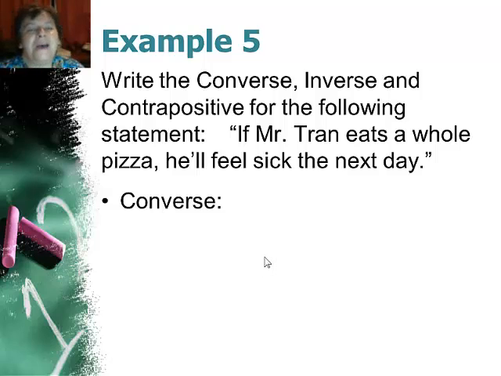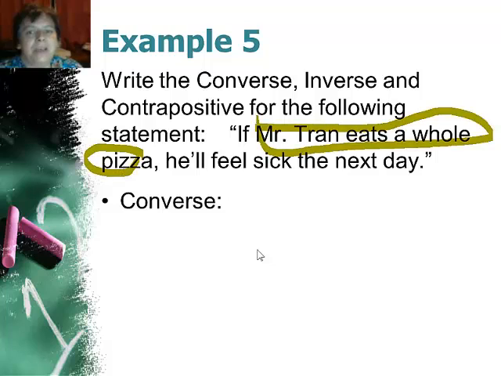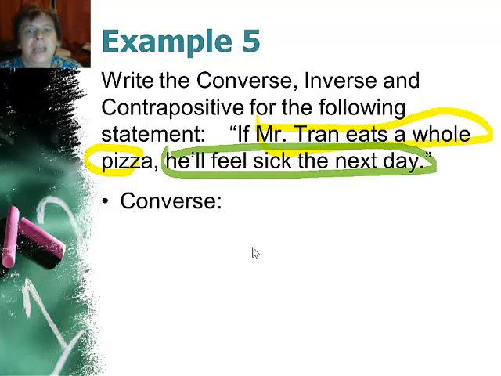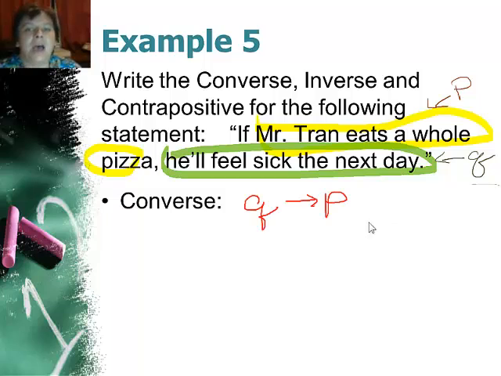Now we're going to do the converse, inverse, and contrapositive for the following. If Mr. Tran eats a whole pizza, he'll feel sick the next day. Converse, well, first of all, identify your hypothesis and your conclusion. So the yellow is my hypothesis, the green is my conclusion. Converse means just switch. So I have to put an if in front of the green, and the then goes in front of the yellow part.